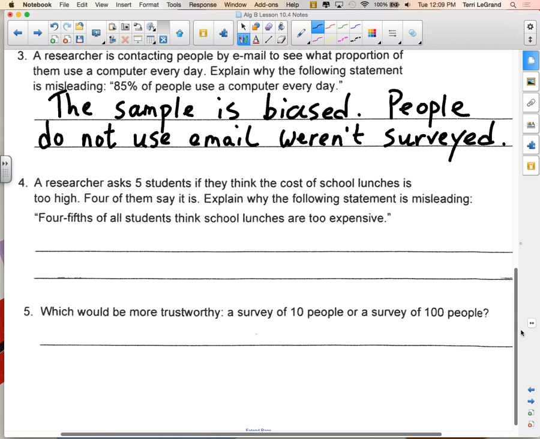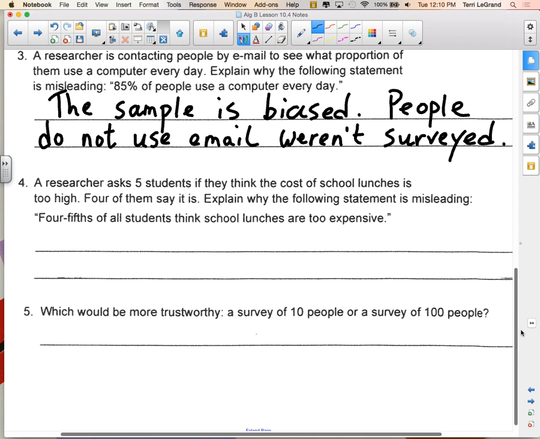Okay, well this is a good one. A researcher asked 5 students if they think the cost of school lunches is too high. 4 of them say it is. Why is this misleading? 4/5 of all the students think school lunches are too expensive. Students don't always pay. What do you mean students don't always pay? Some of them go through the line and it's not their money. Oh, so their parents are paying, so they don't care how expensive it is. Well, that could be, maybe the one person who didn't respond that it's too expensive, that might be what they would say because their parents paid for it.